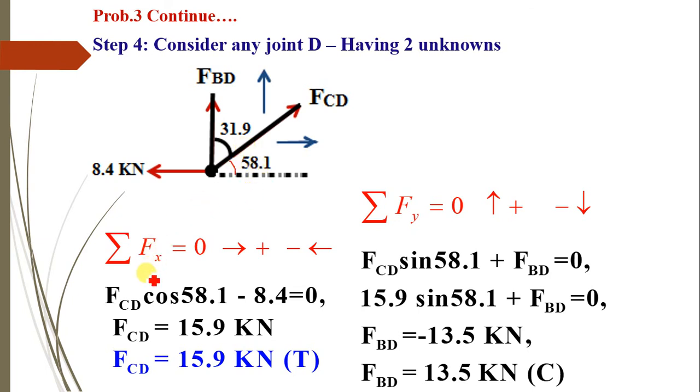So solving this, summation of Fx as 0, FCD positive cos of 58.1 minus 8.4. So FCD equals 15.9 kilonewton in tension. Then taking summation of Fy, FBD vertically upward positive plus FCD sine of 58.1. Solving this, we get FBD as minus 13.5, that is compression.